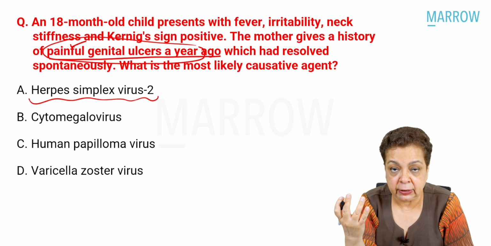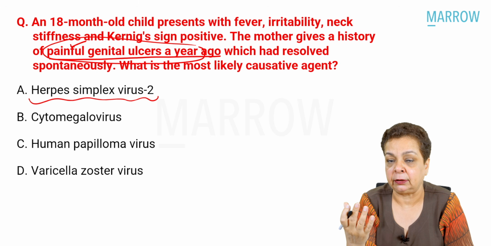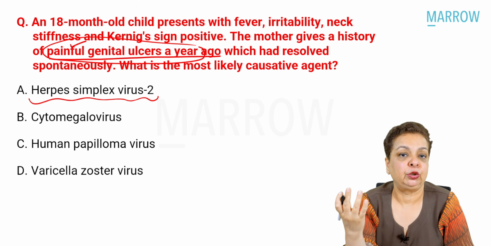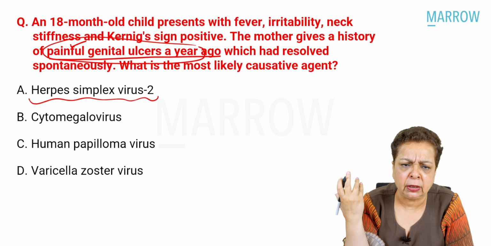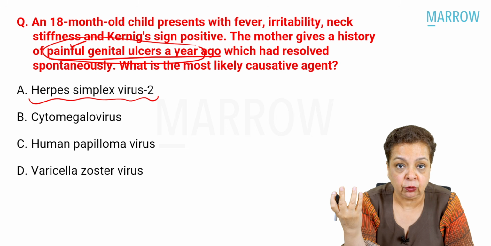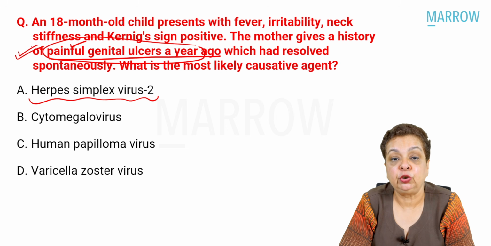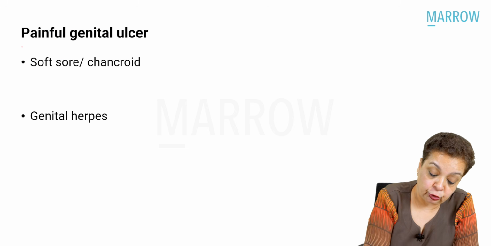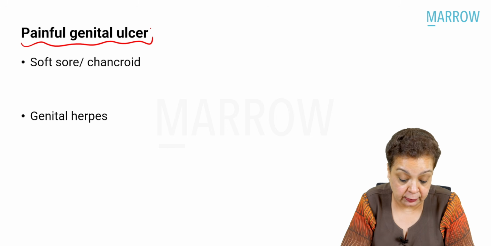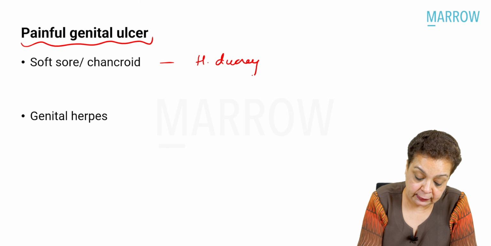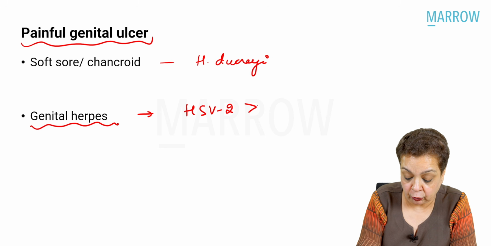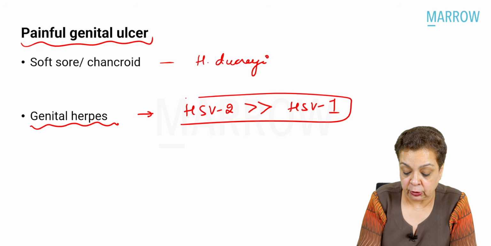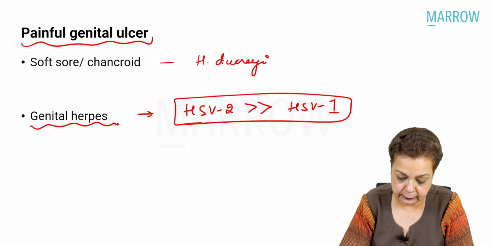HSV2 became latent in the neurons of the sensory ganglion, and later 1.5 years later presented with symptoms of meningitis. Otherwise, if these painful genital ulcers had not been mentioned, then we would have thought of other causes of meningitis in the child, more likely enteroviruses. But because painful genital ulcers are mentioned, our answer to this question is HSV2. A quick recap. We're going to remember that there are just two causes of painful genital ulcers. One is Haemophilus ducreyi, which causes soft sore or chancroid, and genital herpes, which is because of HSV2 more often than HSV1. So that is the etiology in this case.